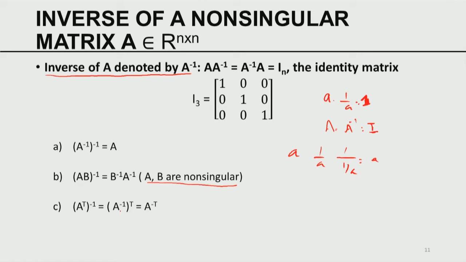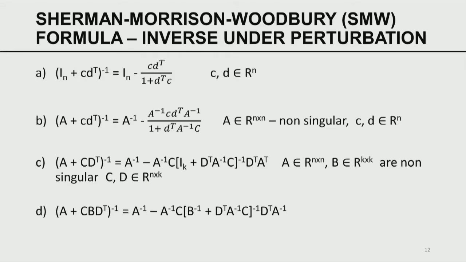So the transpose of the inverse is the inverse of the transpose, and that is denoted by A to the power minus t. A to the power of minus t means the transpose inverse. I can perform either operation first and the other second. I can transpose an inverse or invert a transpose, both are the same; they are commutative.